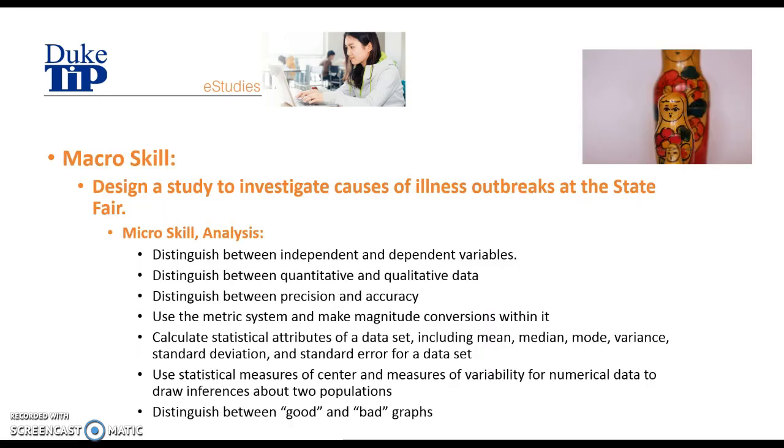Let's take a quick example here. Let's say that one of the really neat projects you want your students to do is design a study to investigate causes of illness outbreaks at the state fair. Well, designing a study is quite a skill objective, all right? You're designing an experimental study. It's an epidemiological study. Well, hidden within that are tons of micro skills. In order to do this, a student needs to know how to distinguish between independent and dependent variables, quantitative and qualitative data. You can just see, looking at this list, what are all the buried micro skills within that larger macro skill objective.